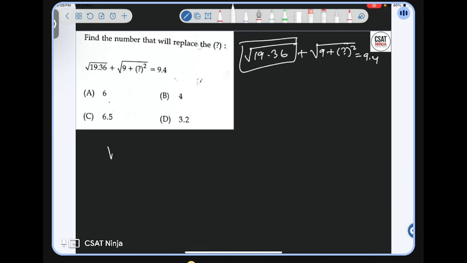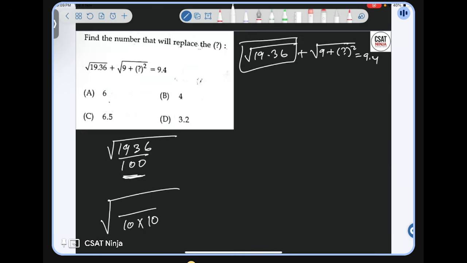How do we find the square root of a number like this? If there is a point, you remove the point first. 1936 divided by 100. I'm removing the point. We know 100 can be written as how much? 10 into 10. So 10 into 10 divided by 10 into 10.